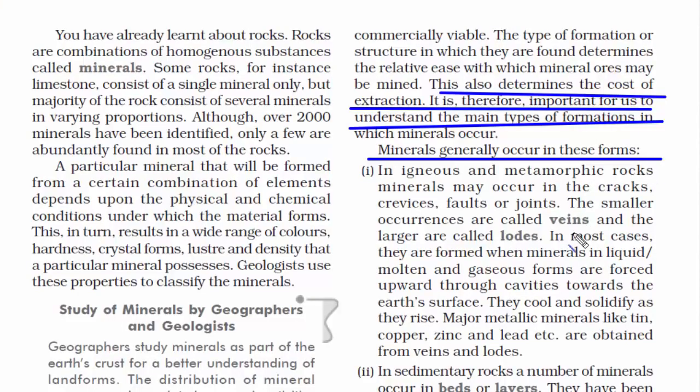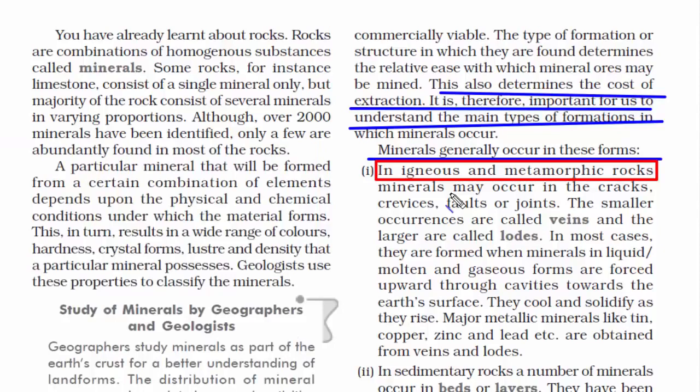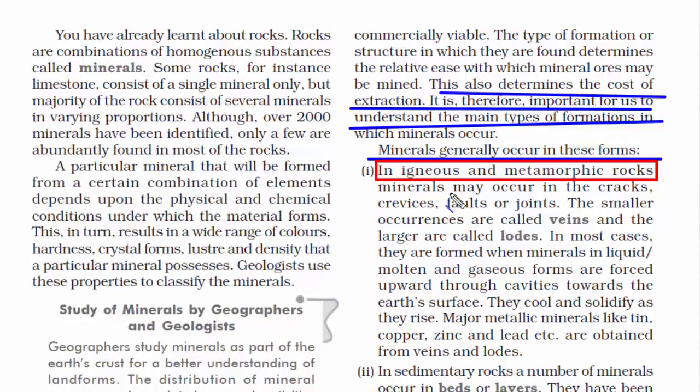Minerals generally occur in these forms. First one is in igneous and metamorphic rocks. Igneous rocks are those rocks that are formed through the cooling and solidification of magma or lava. Granite is a fine example of igneous rock. Metamorphic rocks are those rocks which have been changed by extreme heat and pressure. They have been heated, squashed, or stretched over a long period of time. Now this causes massive physical and chemical change. Marble is a fine example.